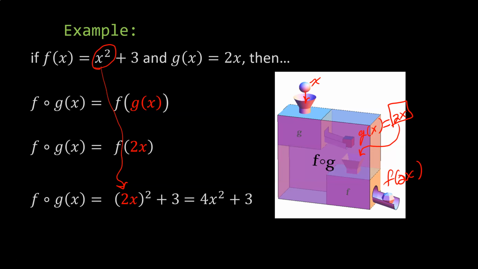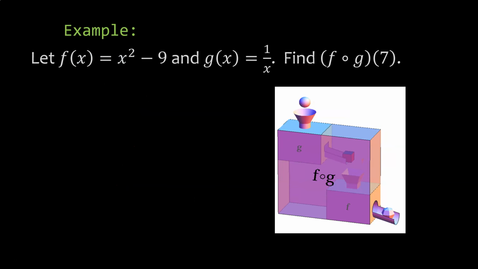So pay attention to input, output. What's the inside function? What's the outside function? Suppose we are looking at f of x being x squared minus 9 and g of x being 1 over x, and we're looking for f of g of 7. By definition, f is the outside function, g is the inside function, and the input is 7. So we take 7 to start out with.